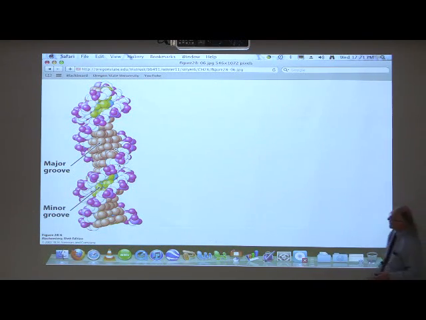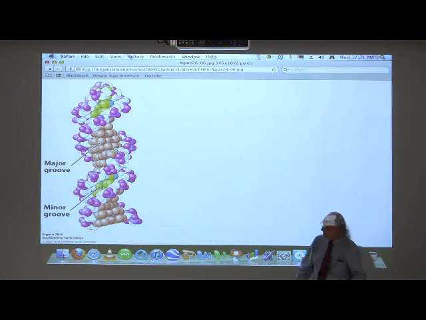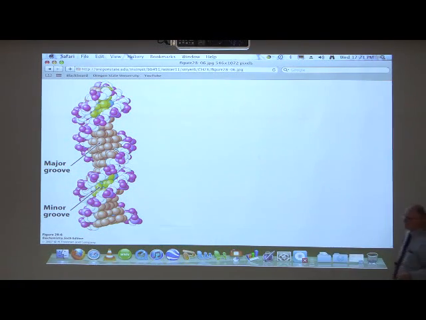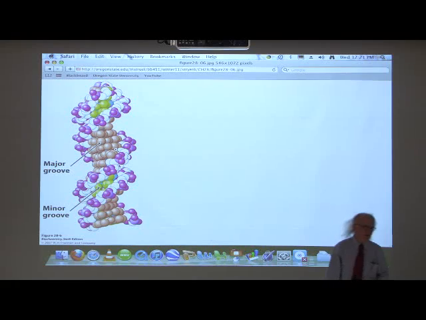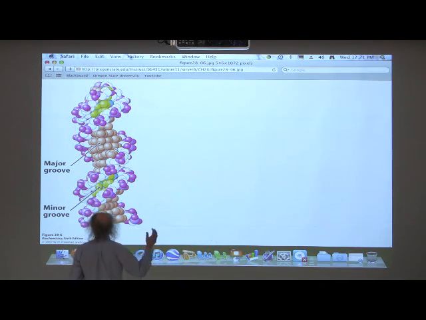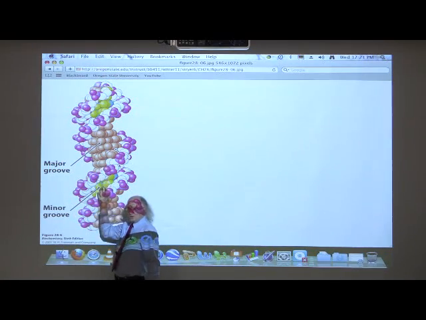There's a better depiction of the major groove. And again, this is the major groove. This is a minor groove that you can see right there. The major groove and minor groove are important, not just as structural considerations, but because these are places where proteins bind to DNA. Later we'll talk about transcription and proteins playing a role in turning on RNA synthesis and turning it off. Those proteins work by sequence specificity.